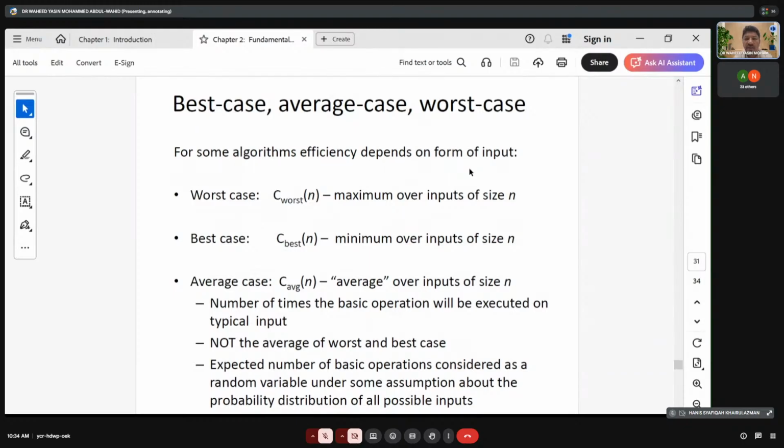So we have the worst case time complexity, the best case, and the average case. The average case is the number of times the basic operation will be executed on a typical input, not the average of the worst and best case. The average is not simply between the worst and best. It is the expected number of basic operations, considered as a random variable under some assumption about the probability distribution of all possible inputs.